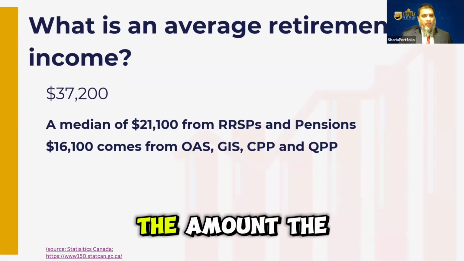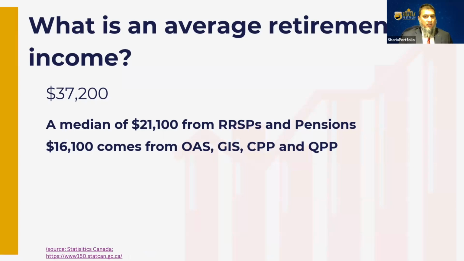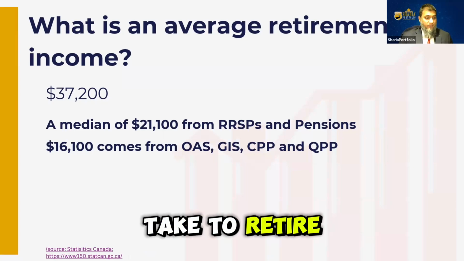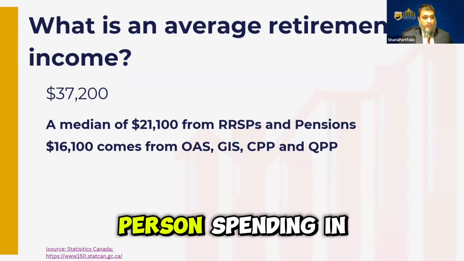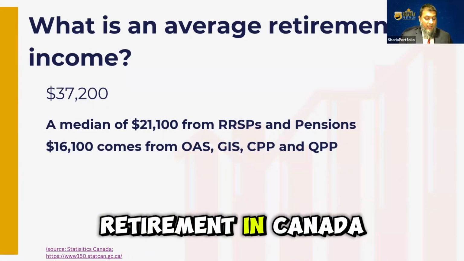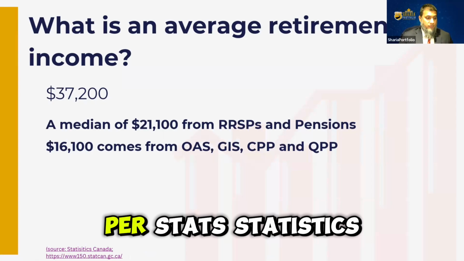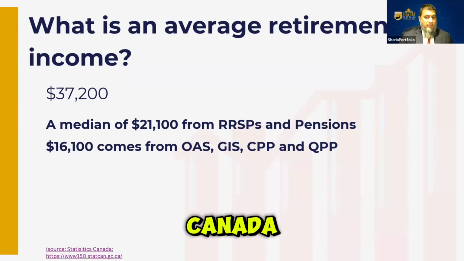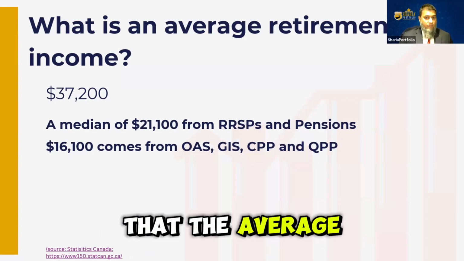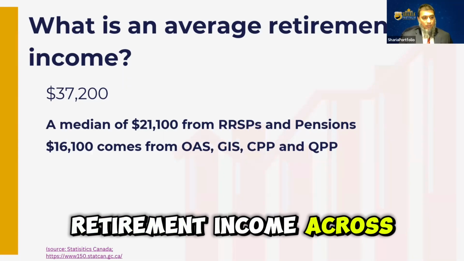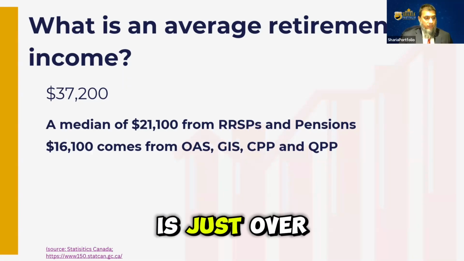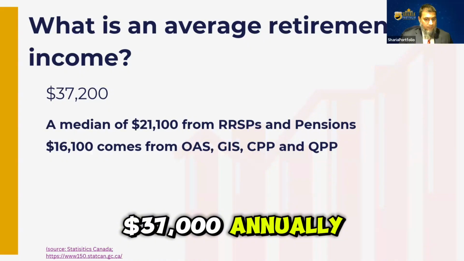Now that we know the amount that the average Canadian is holding, how much does it take to retire? Or how much is the average person spending in retirement in Canada? So what we find, per Statistics Canada, is that the average retirement income across the country is just over $37,000 annually.